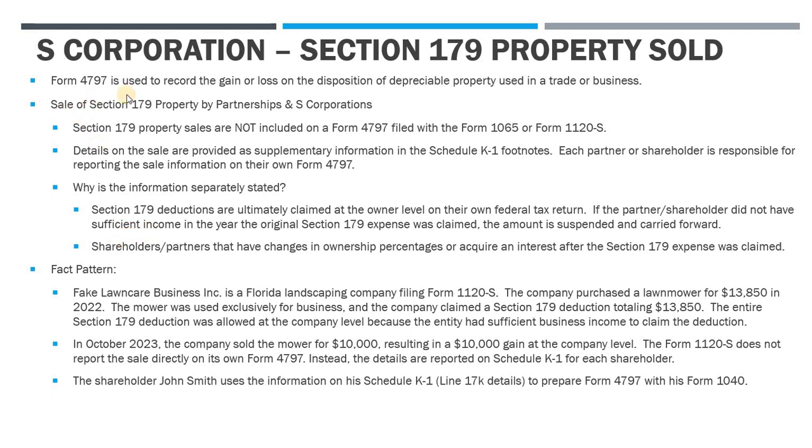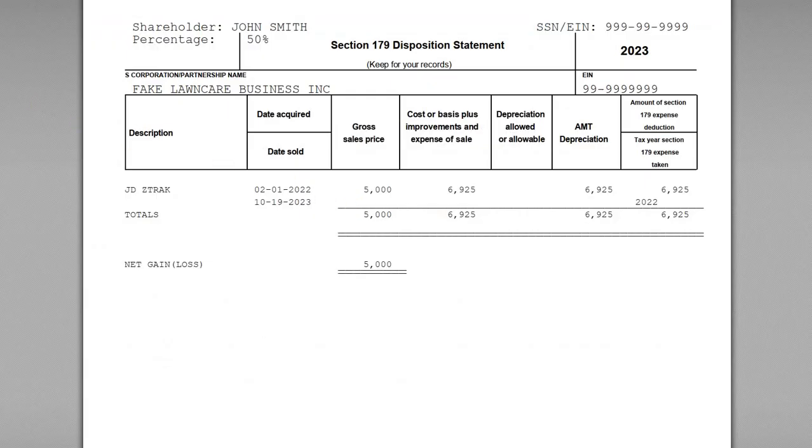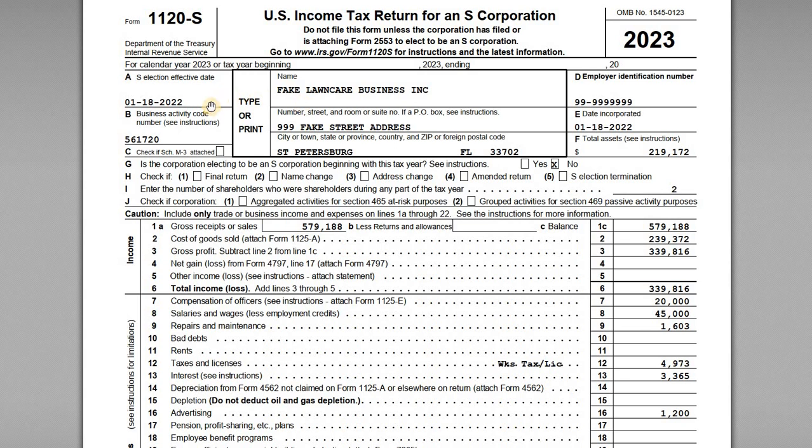Alright, for this video I want to cover the IRS Form 4797, and specifically we're going to be looking at how to account for the sale of Section 179 property when it is sold via an S corporation. So the reason why this reporting is a bit unique is 4797, when we sell Section 179 property in an S corporation return, the S corporation return does not report that directly on its own Form 4797.